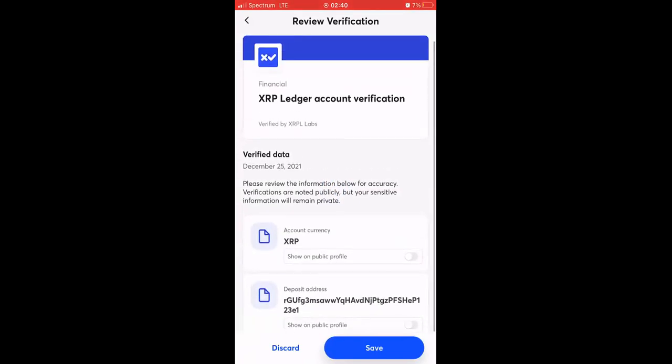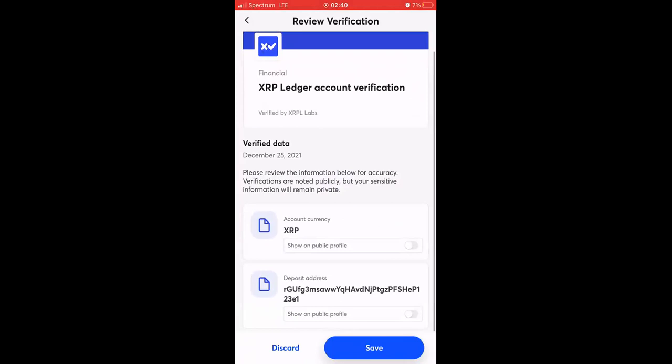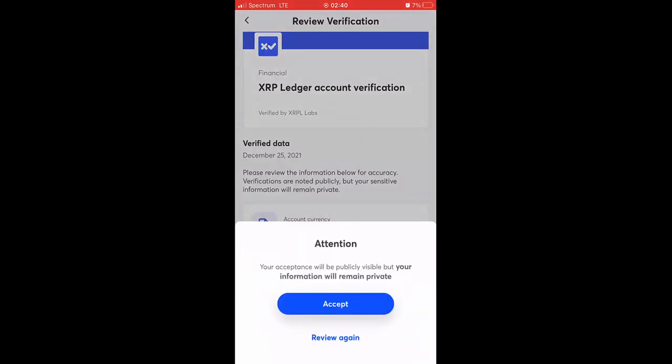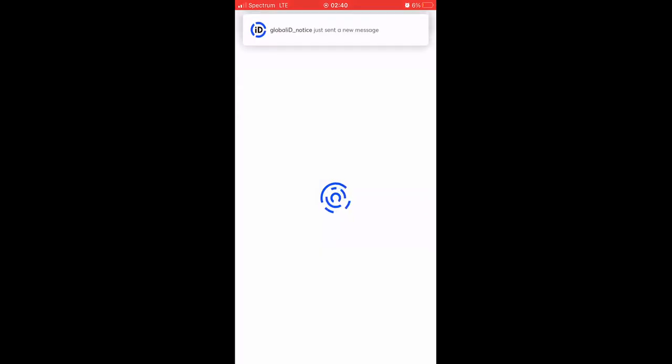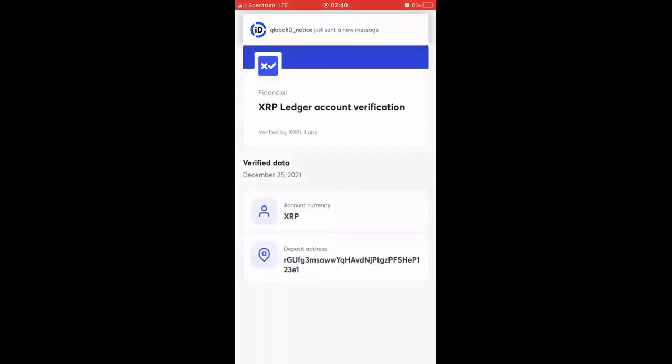So you're going to see review your verification. And you want to look over these. If you want to show your public profile, you can do all of that type of stuff. You want to save. Your acceptance will be publicly visible, but your information will remain private. So that's pretty cool. And now you see we are verified.